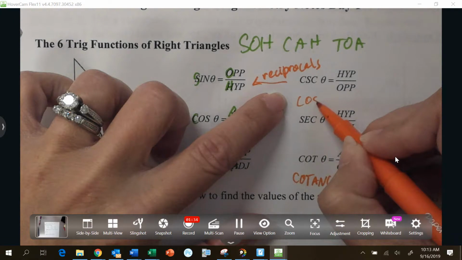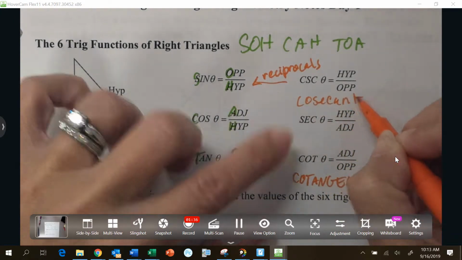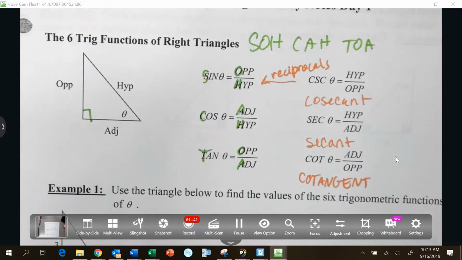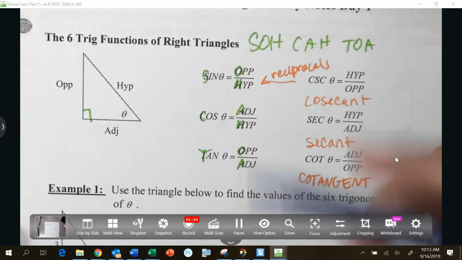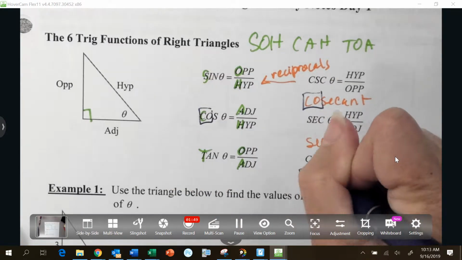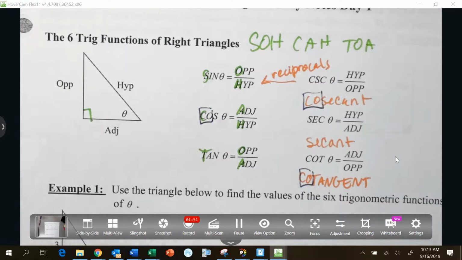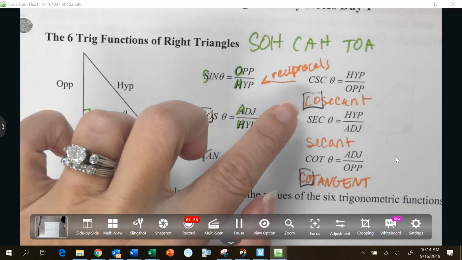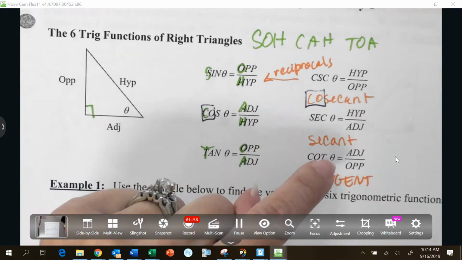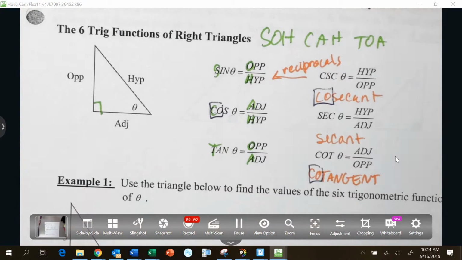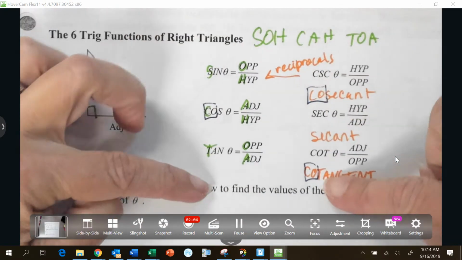Cosecant and secant. For each pair, for each partnership up here, there's only one co per partners. So we have sine and cosecant, we have cosine and secant, we have tangent and cotangent. So there's only one co per partners.